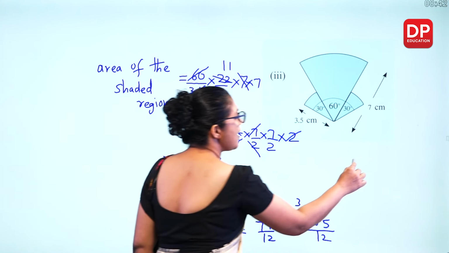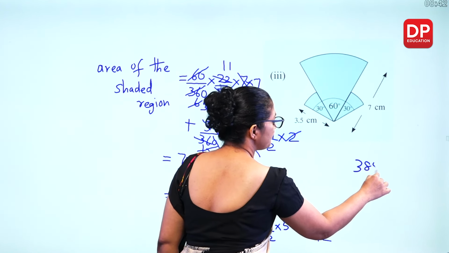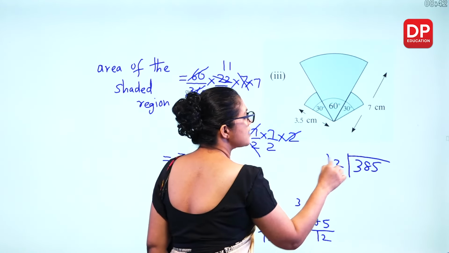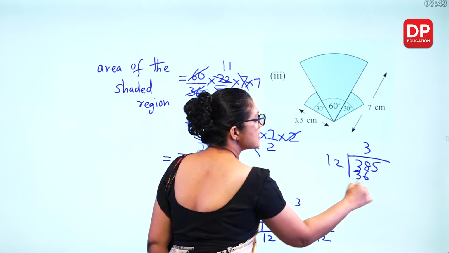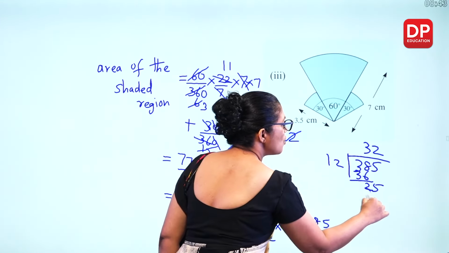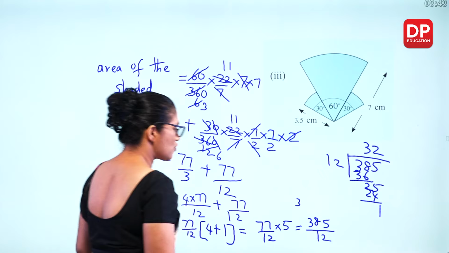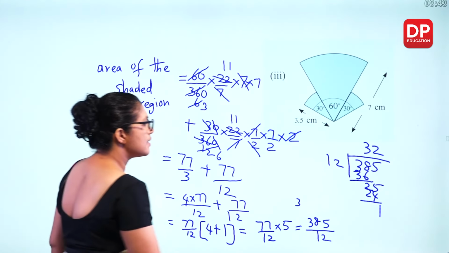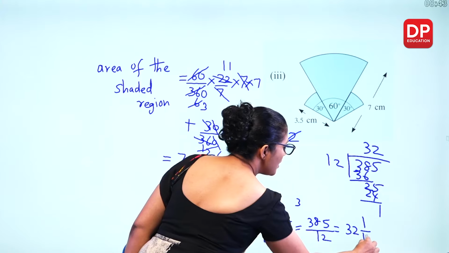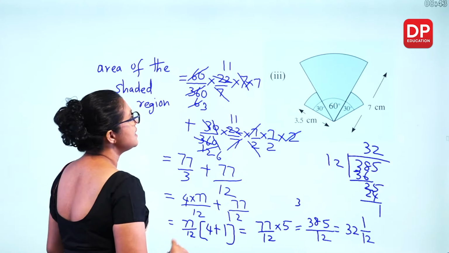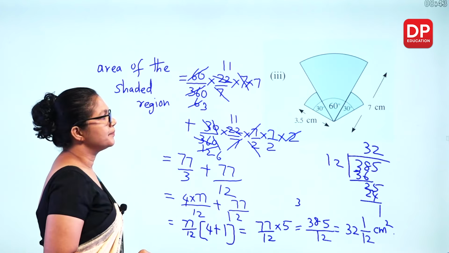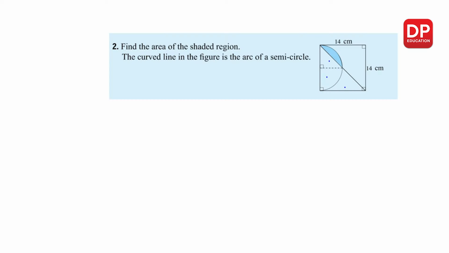So 385 divide by 12. 12 times 3, 36. You get 25. 12 times 2, 24. 1 remaining. So here we can write this as 32 and 1 over 12 centimeter square. We'll look at question number 2 now.